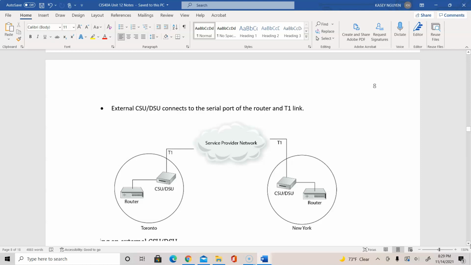to the T1 link. As the picture shown here, you would have a CSU DSU connecting to the T1 line, which is then connected to the service provider network, and then the router would then be connecting to the CSU DSU using a serial port.